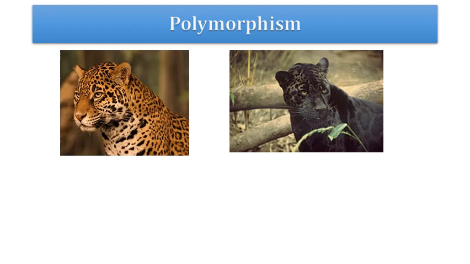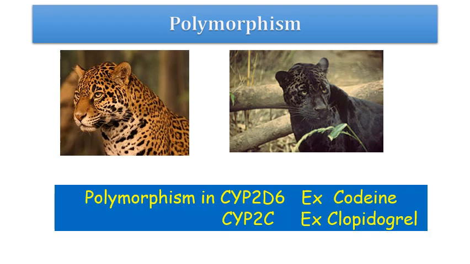One patient has a rapid metabolic activity while the other has a slow metabolic activity. An example of a change in the activity of enzymes is that there is a polymorphism in cytochrome P2D6, which affects codeine metabolism in patients. Also, there is a polymorphism in cytochrome P2C, which is responsible for the metabolism of clopidogrel.